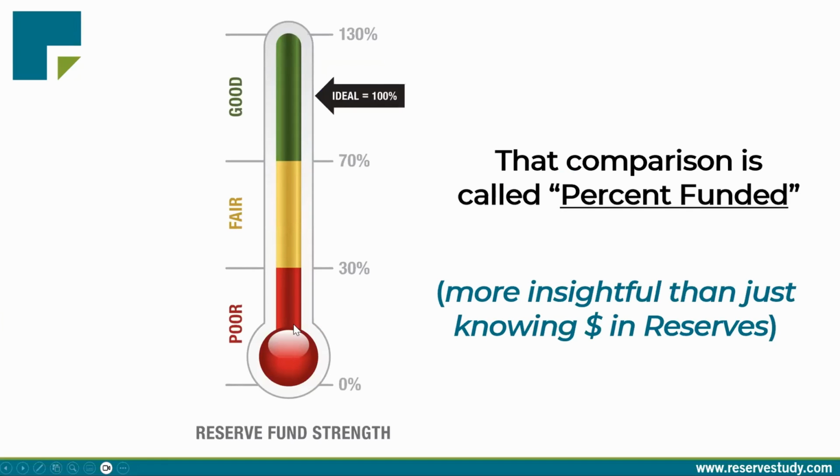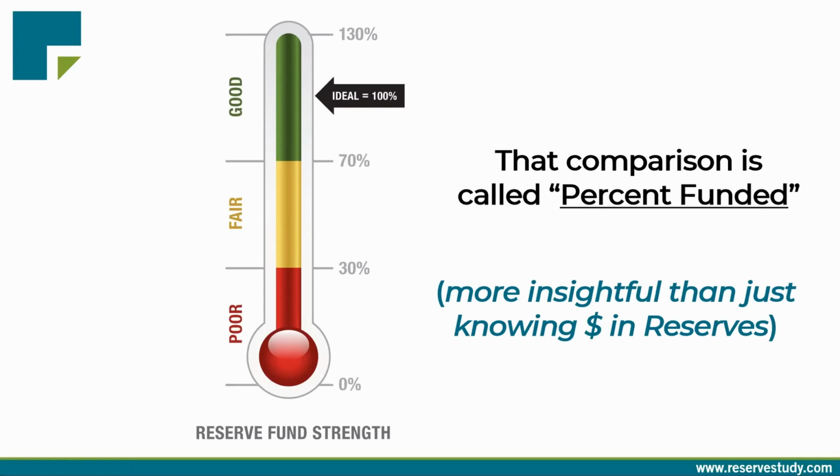And when deterioration is a lot more, then the association has a weak reserve fund or a poor reserve fund. So knowing your percent funded is much more insightful than knowing a cash value because it falls into the poor range of 0 to 30%, the fair range of 30 to 70%, and the strong or good range above 70%. Ideal is when you have a match between the value of deterioration and the value of cash in the bank.